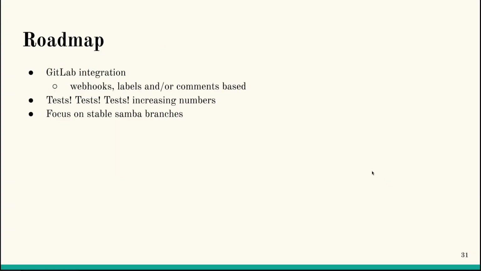In the future, we would like to work on a GitLab integration so that merge requests can be tested against clustered file systems as well. We would like to increase the number of tests as we identify areas which require additional testing. We also need to look at testing stable branches, for example, the Samba packages provided by Red Hat Enterprise Linux. At the moment these packages are not tested against clustered file systems. This is something we would like to do as well.